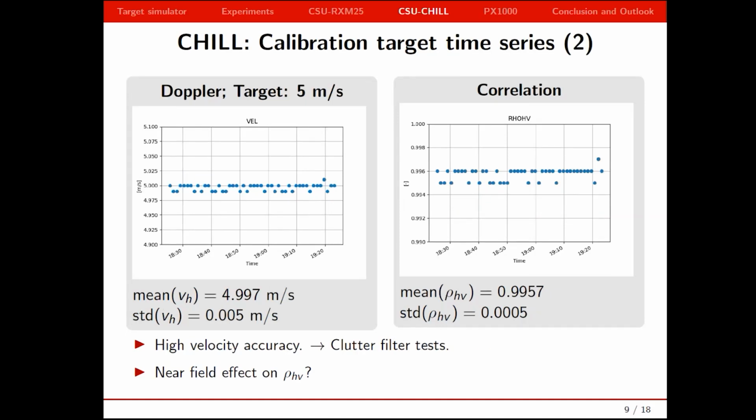So now let's go to some other time series, like the Doppler velocity, for example. It's very accurate at 5 meters per second. We were generating 5 meters per second, and the radar is seeing 5 meters per second. So everybody is happy. Also for the copolar correlation, we assume a very high value of 0.996. I think this value could be higher, but I'm not 100% sure about this. So it probably could also be a near field effect.